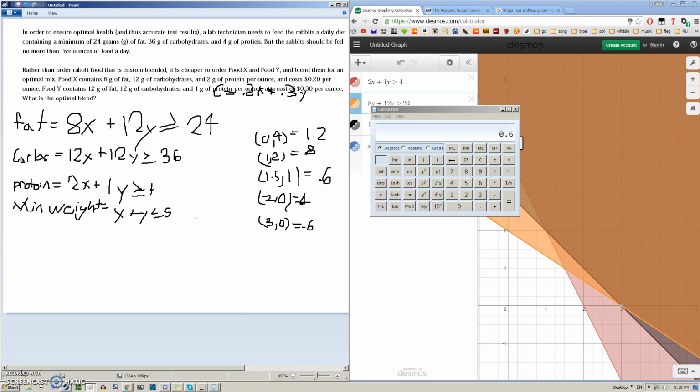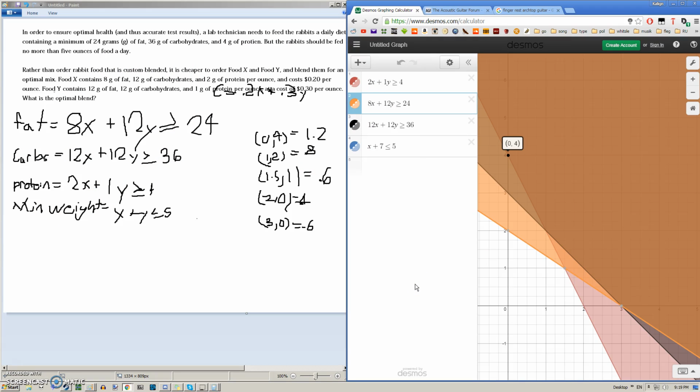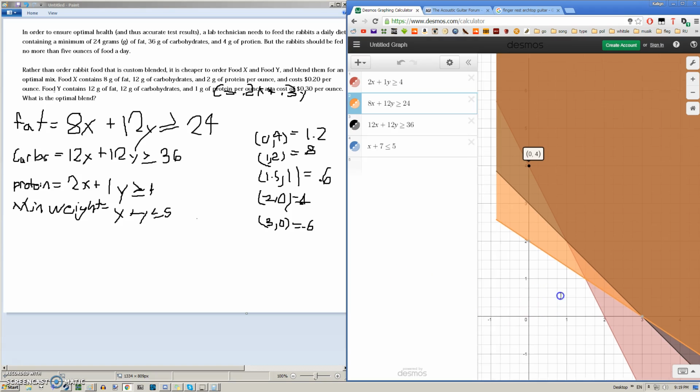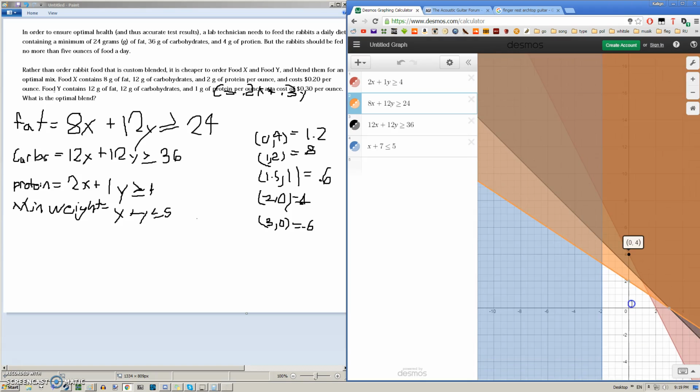Alright, I'm back, and I feel like I need to explain something. So I forgot to add in this little handy tidbit right here, which really helps us get these ramifications and parameters in place. In order to ensure optimal health, the daily diet requires a minimum of 24 fat, carbs have to be 36, and 4 grams of protein. So once you have all these parameters, again, all you gotta do is plug it into your calculator. For me, using Desmos.